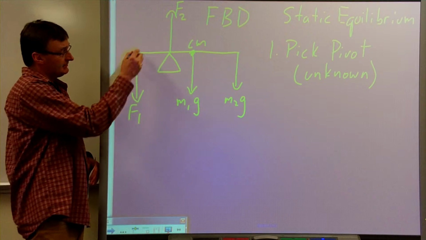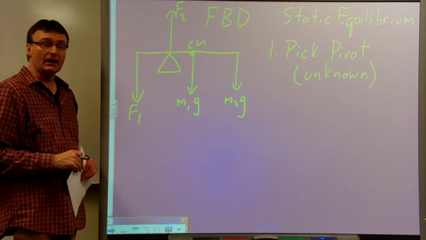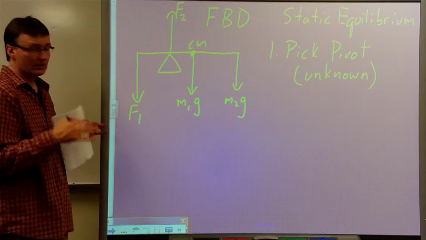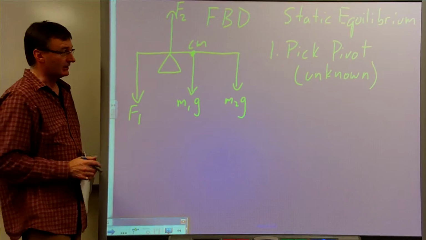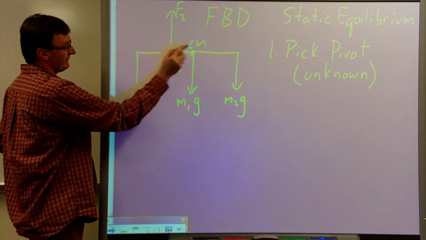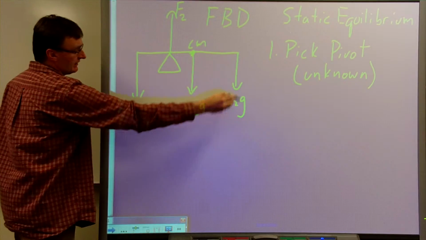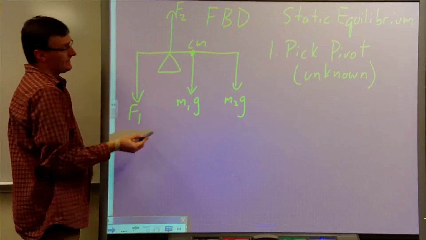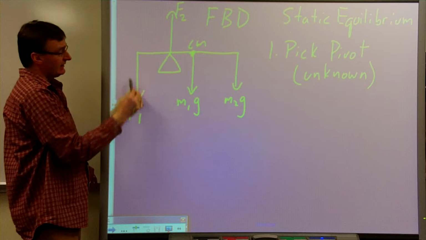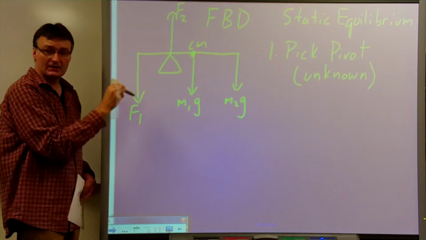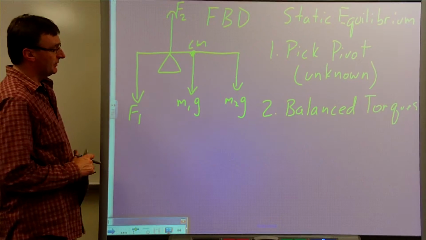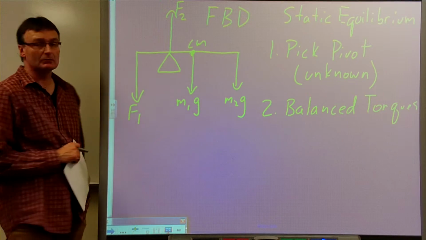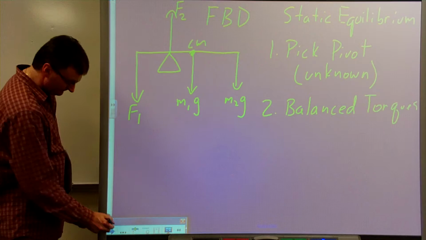As I said, it may seem a little bit counterintuitive, but if you think about the way the forces and the torques are, this is the only direction that F1 can go. Because if we make this our pivot point, we have torques in that direction from these masses here. The only way to counter that and to balance the torques is if this force is in that direction. All right, so we picked our pivot point. Our next step is to write our balanced torque equation.